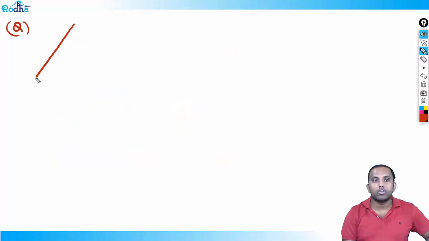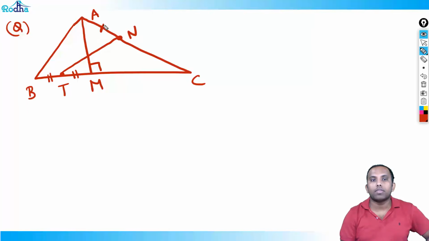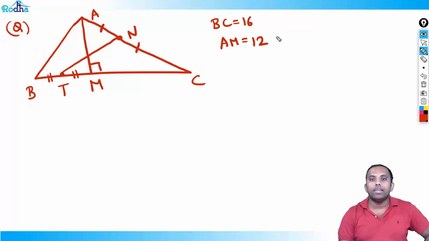Now let's do a question. Triangle ABC. This AM is the perpendicular. T is the midpoint of BM, so I'm marking BT and TM as equal. Let's say N is the midpoint of AC, so AN and NC are equal. Now BC is given as 16 and AM is given as 12. Find the length of TN.